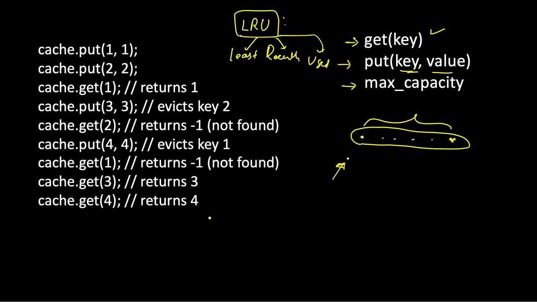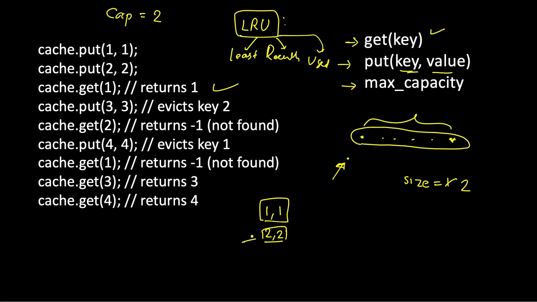Initially, the cache is empty. And for our case, let's say the capacity is 2. So first time we put 1. So key is 1, value is 1. So we have 1. Now our size, or count, becomes 1. Then we put 2. So size becomes 2. Now we want to get 1. So 1 is present here. So it should return 1. So it returns 1. And 1 is the latest.